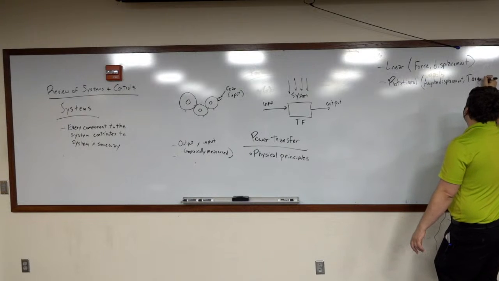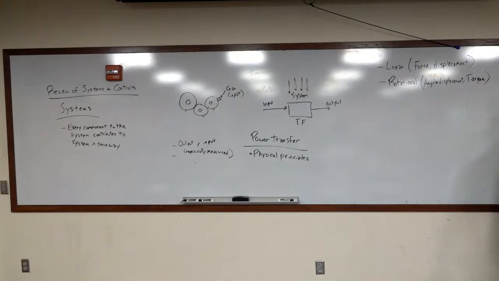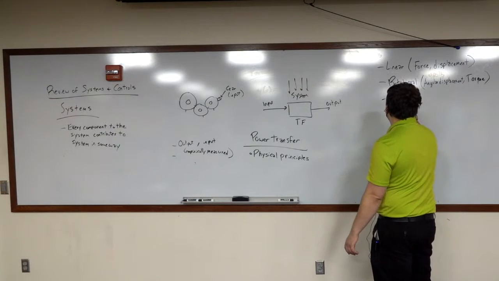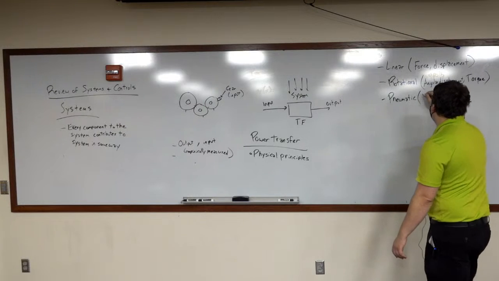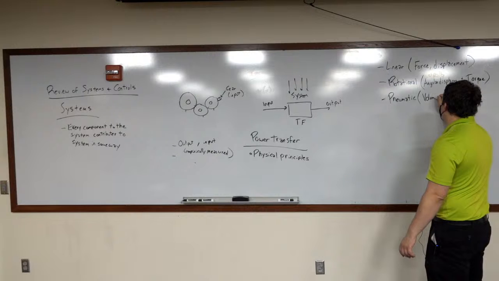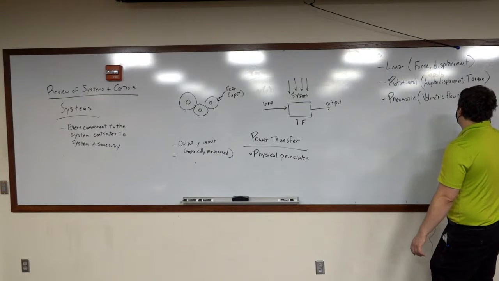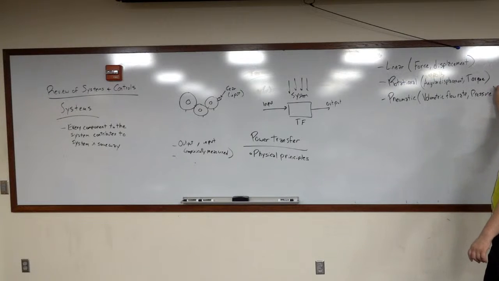Now, angular velocity multiplied by torque actually generates your rotational power. That's something that you got to keep in mind. But you also have pneumatic systems. In a pneumatic system, you have volumetric flow rate, and you have pressure. If you multiply those two by each other, you get power.